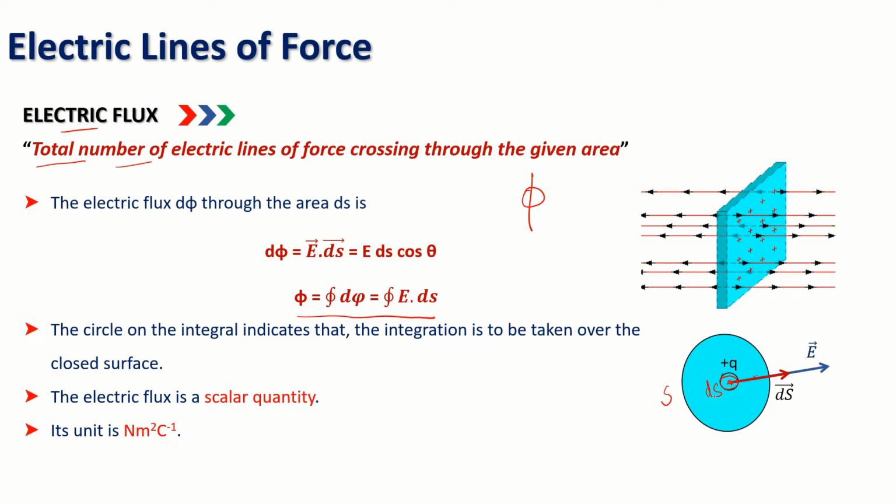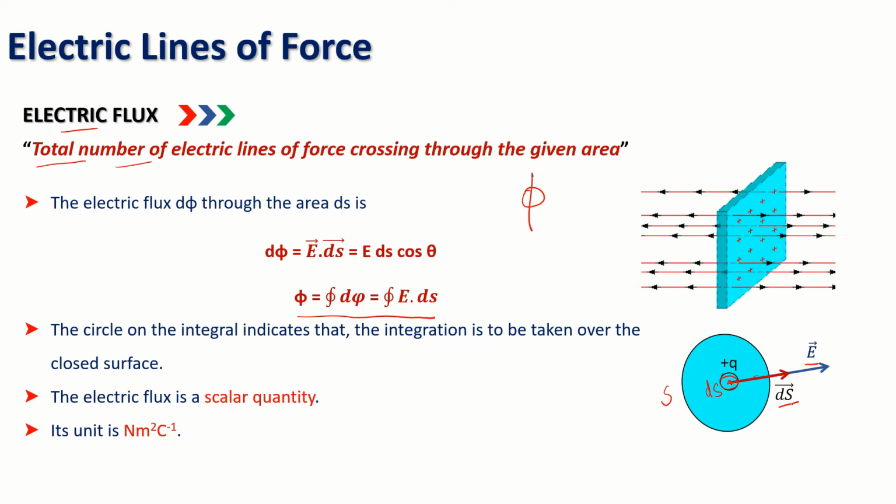And one more point: consider the normal vector for this dS area. The normal vector, you should always draw exactly perpendicular to the surface, right? So the dS vector represented in this diagram is exactly perpendicular to the surface S. Now see the electric field direction and dS direction. E means the electric field due to the positive charge.